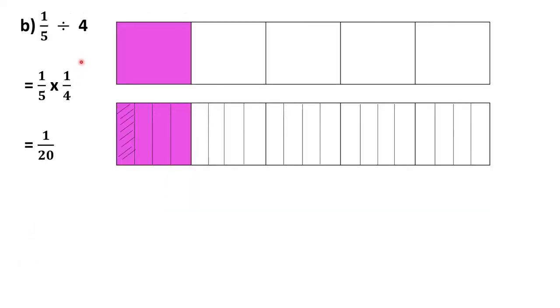Similarly, we have done this also: 1 by 5 divided by 4. So for 1 by 5, what are we doing? We are drawing one rectangular box and dividing it into 5 equal parts, and we have shaded one part out of the 5. So we have got the fraction 1 by 5, and this part is again divided into 4 equal parts. That means each of these boxes is again divided into 4 equal parts, as you can see here. And when we change this into the reciprocal, we get a multiplication sign and 1 by 4.